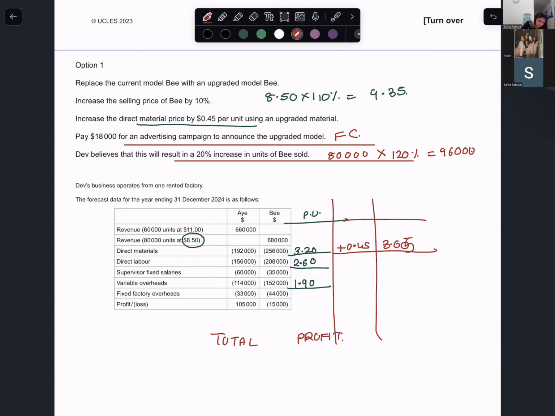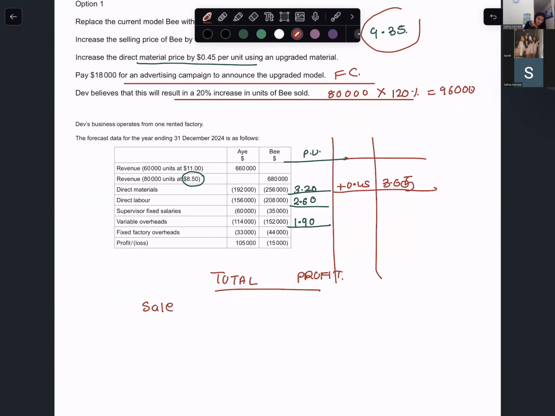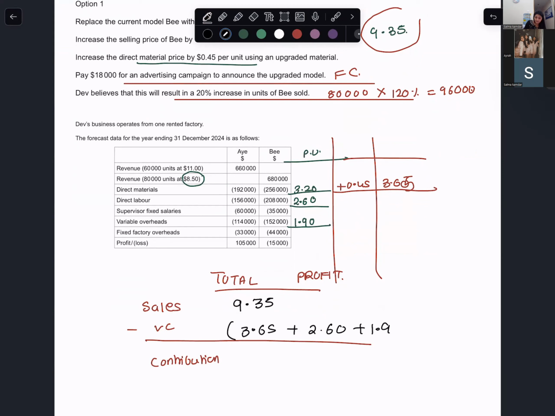Selling price will become how much? 9.35. Okay, so sales minus variable cost will give us contribution. So sales is 9.35, and variable cost will become 3.65 plus 2.60 plus 1.90. So 9.35 minus all of that will be 1.2. Sorry, 1.2 will be the contribution.